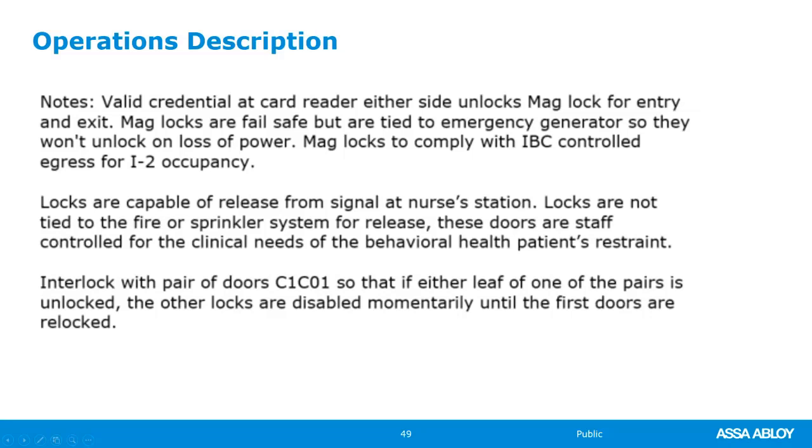Maglocks to comply with IBC controlled egress for I2 occupancy. Right there, you're telling the AHJ which special locking arrangement you're complying with. It also tells the contractor, it also tells the electrician, and it tells the building owner. So everybody is clear and on the same page and knows exactly why we don't have motion sensors, why we don't have push buttons on the wall and things like that.